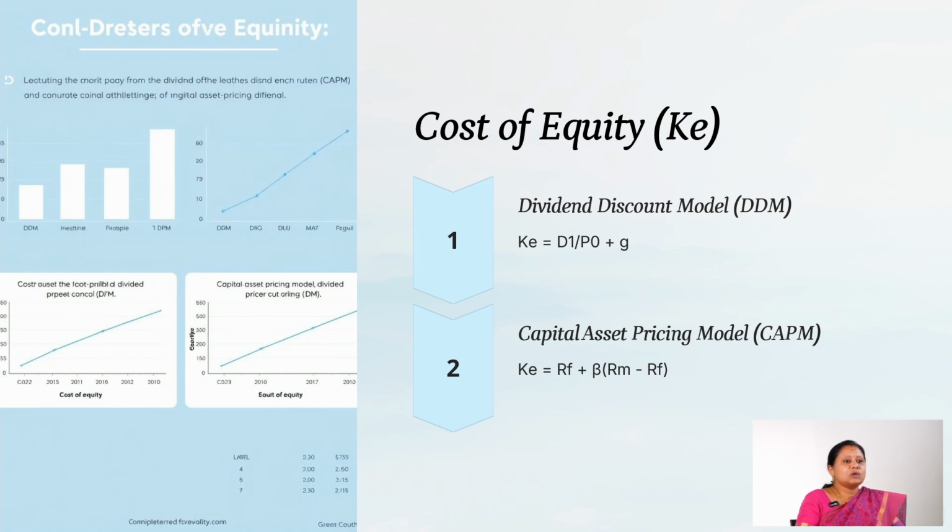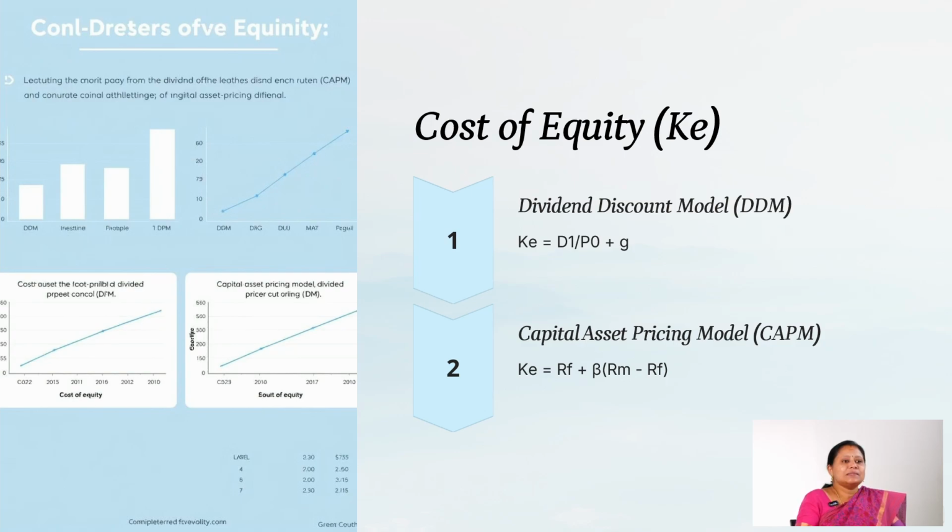Using the dividend discount model, cost of equity is calculated based on dividends and expected growth. For example, if a stock is priced at 100, it pays a $5 dividend and dividends are expected to grow by 4%, the cost of equity is 9%. This model is commonly used for companies with a consistent dividend policy.